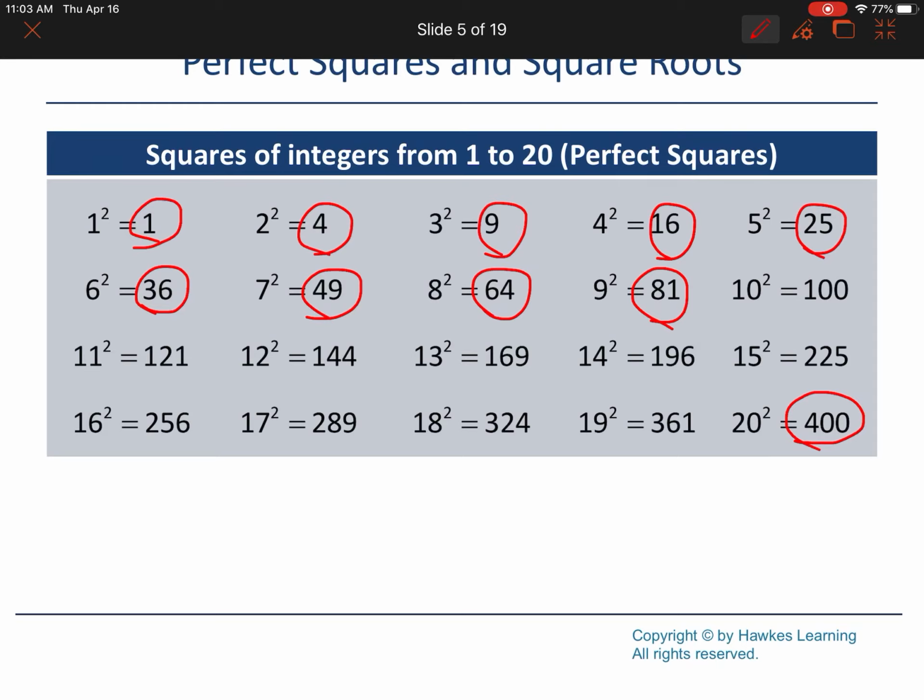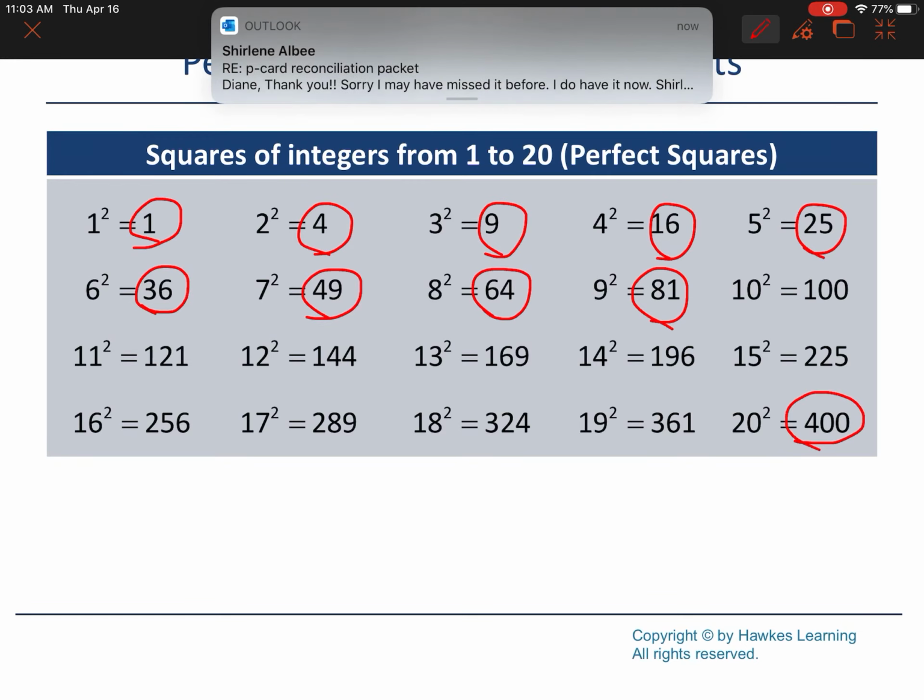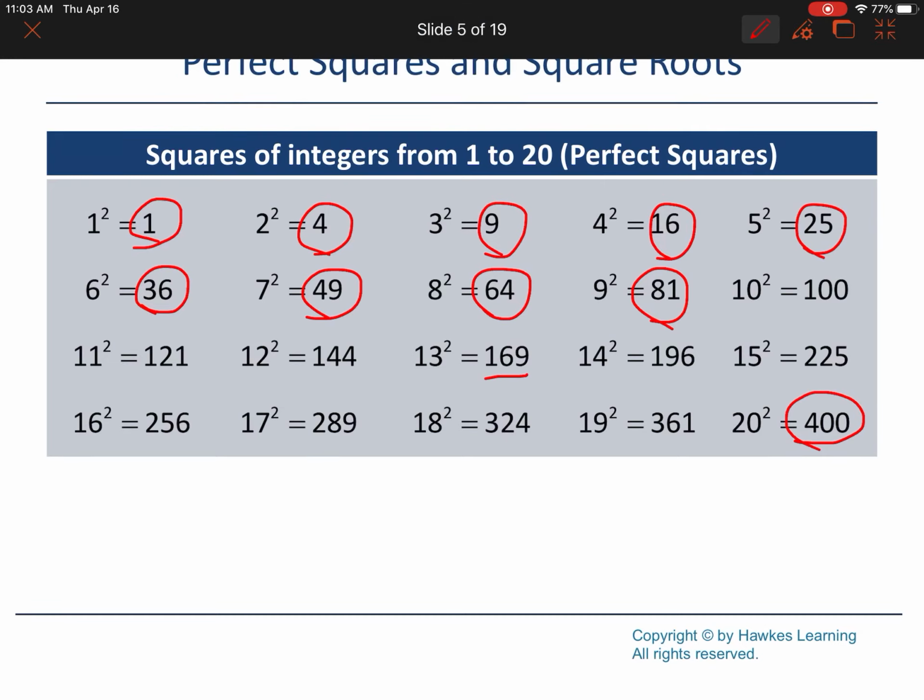You probably know a lot of these. You should at least be able to recognize them, right? So, like you might say, oh, 169, you may not know right off the top of your head what number got squared to get 169, but if you recognize, oh, 169, I think that might be a perfect square, then you could figure it out. Okay, so I'd like you to be familiar with these perfect squares. Know that 64 is a perfect square and that 81 is a perfect square, right?